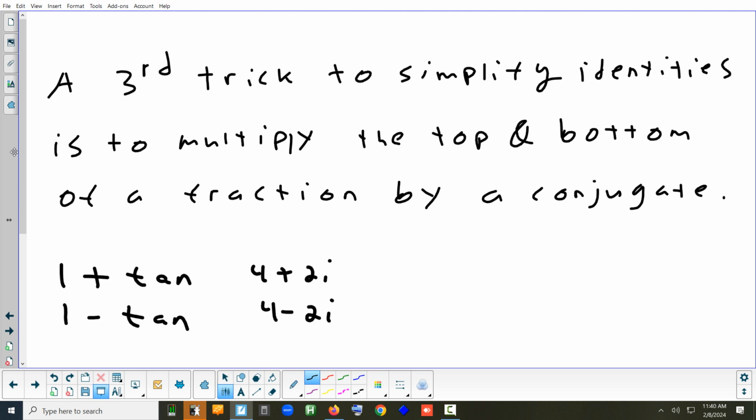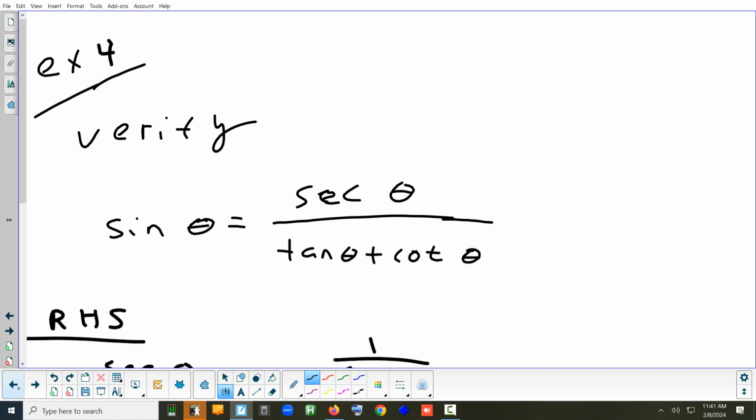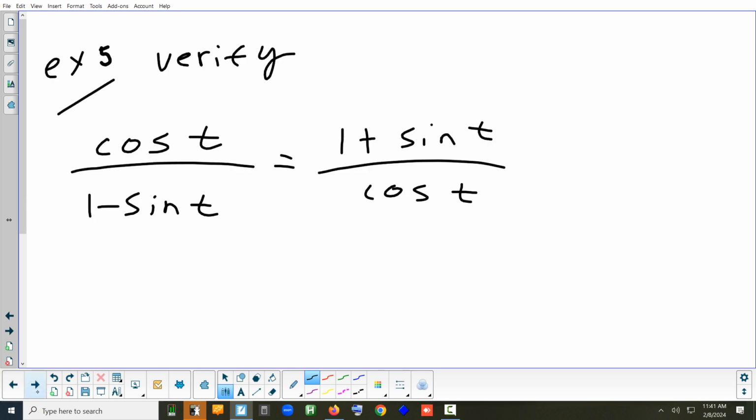Okay. So that's really the last trick that I'm going to show you. Now we just apply them in different problems. All right, let's try this one. So it says cosine divided by 1 minus sine equals 1 plus sine over cosine. Is there a side here that looks more complicated? Like here, I think it was very clear. The right side is more complicated. There's no question. How about here?